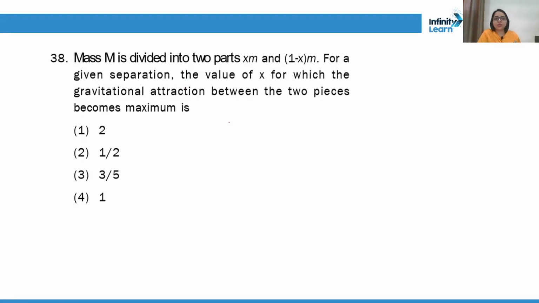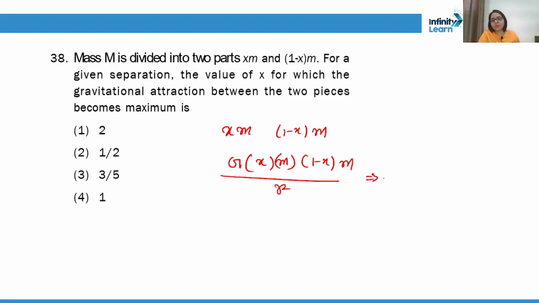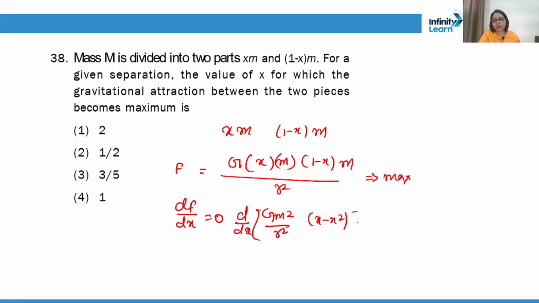Question number 38. Mass m is divided into two parts, xm and (1 minus x) into m. For a given separation, the value of x for which the gravitational attraction between the two pieces becomes maximum is? The gravitational attraction will be G m1 m2 divided by r square, and it should be maximum. So for maximum, dF/dx should be 0. Basically, G m square upon r square into (x minus x square), with differentiation with respect to x equal to 0.